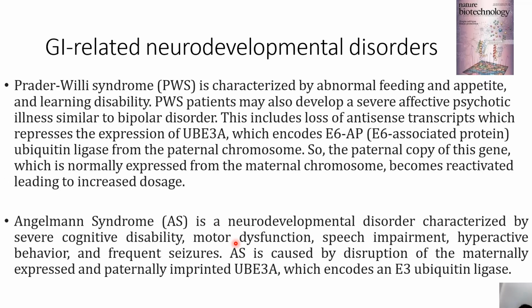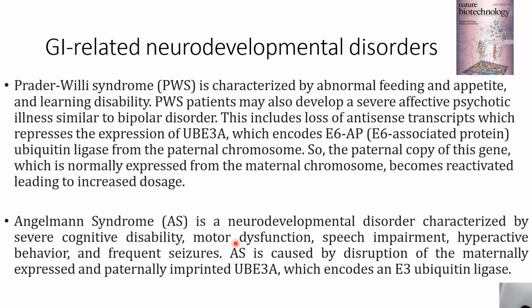If you talk about Prader-Willi syndrome, it's characterized by abnormal feeding and appetite and learning disability. The patients may also develop a severe affective psychotic illness similar to bipolar disorder. This includes loss of antisense transcripts, which represses the expression of UBE3A, which encodes E6AP, an acidic protein, a ubiquitin ligase, from the paternal chromosome. So the paternal copy of this gene, which is normally expressed from the maternal chromosome, becomes reactivated, leading to increased dosage.